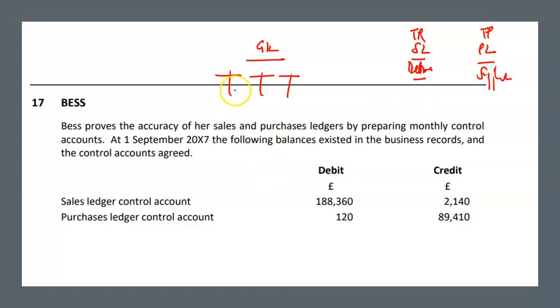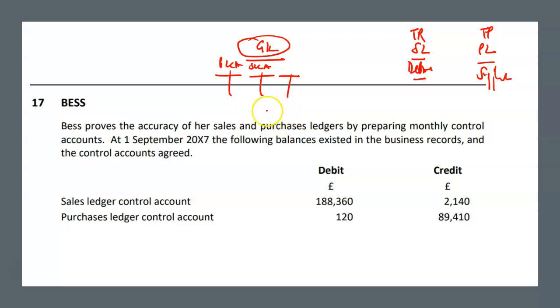So typically, the double entry proves the accuracy by preparing monthly control accounts. The control accounts live in the general ledger. And that's what we typically will see. So we will have a purchase ledger control account and a sales ledger control account, and then they want you to sort of play around with this and see what's going on.